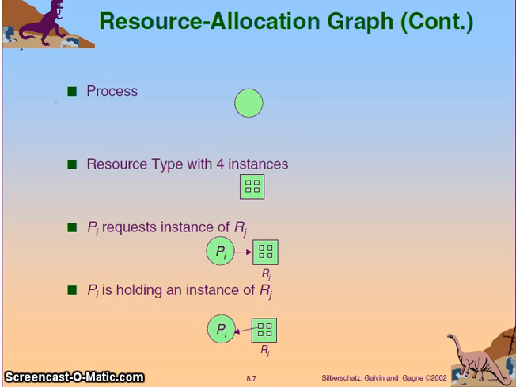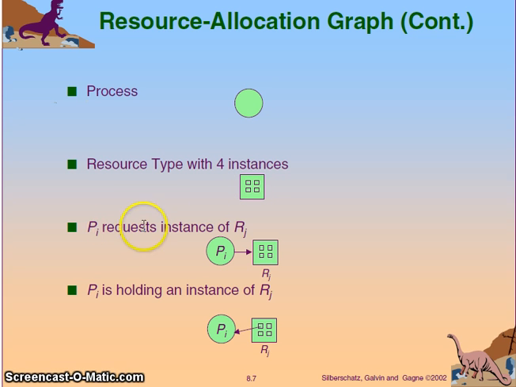So today we will discuss the resource allocation graph. In a resource allocation graph, a process is represented by a circle. A resource type with 4 instances is represented by a square, with each instance represented by a small square.